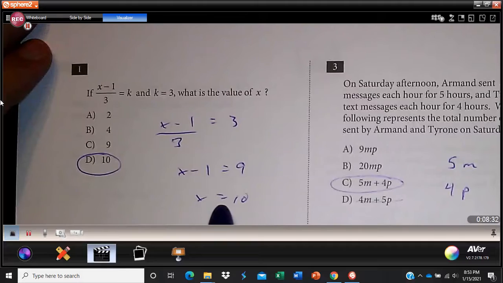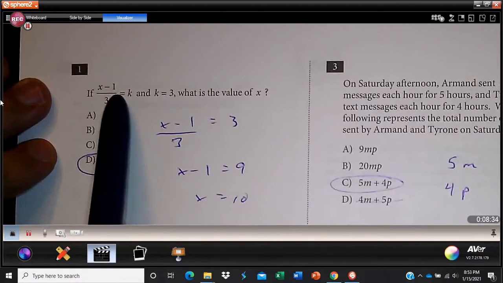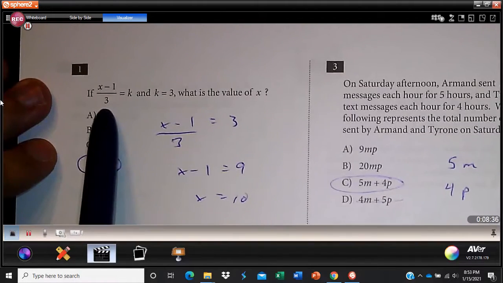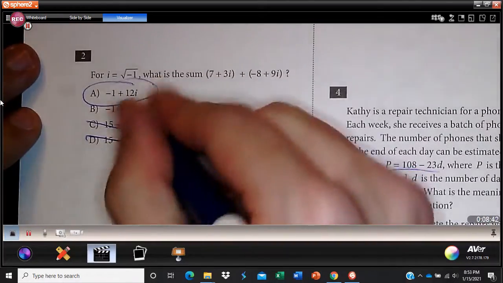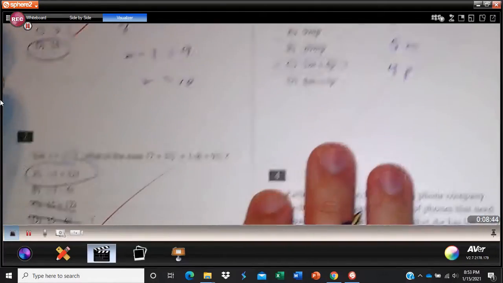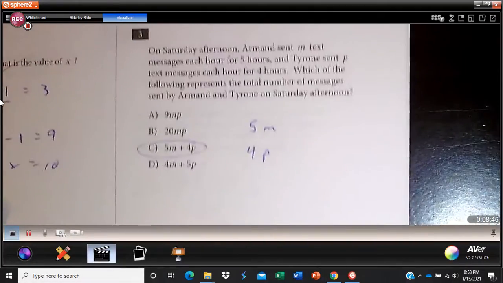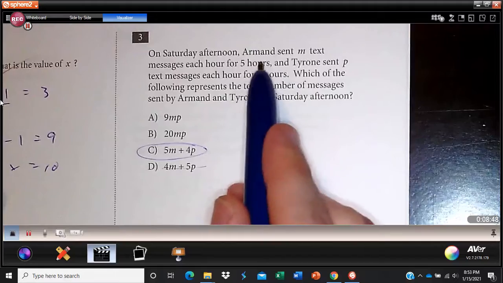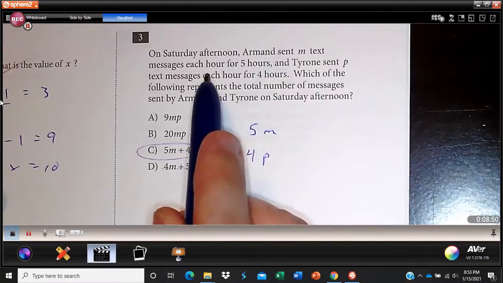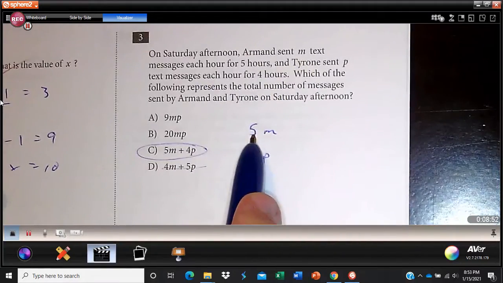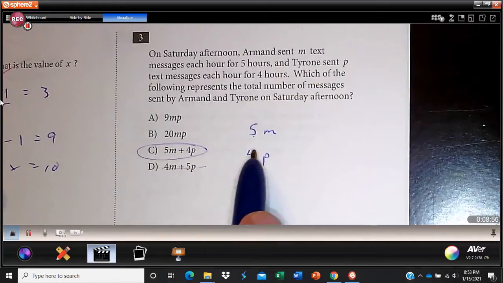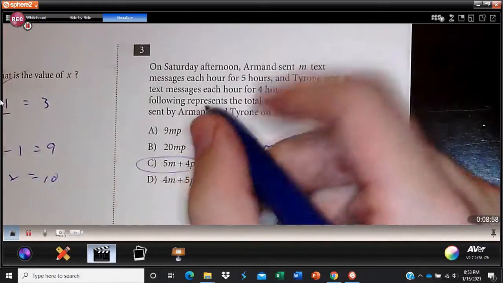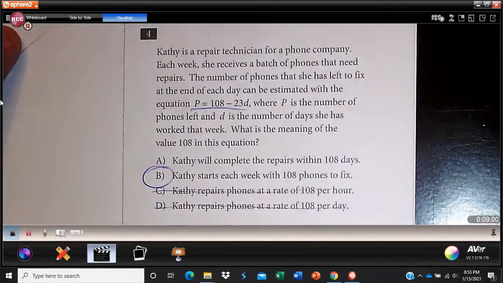So I got 10. So 10 minus 1 is 9. Over 3 is 3. K is okay, so that one's definitely good. This one is definitely good. Okay. Our mom sent M messages for 5 hours. That's 5M. Tyrone sent P for 4 hours. That's 4P. Okay, so yes, okay. I'm pretty sure of that.